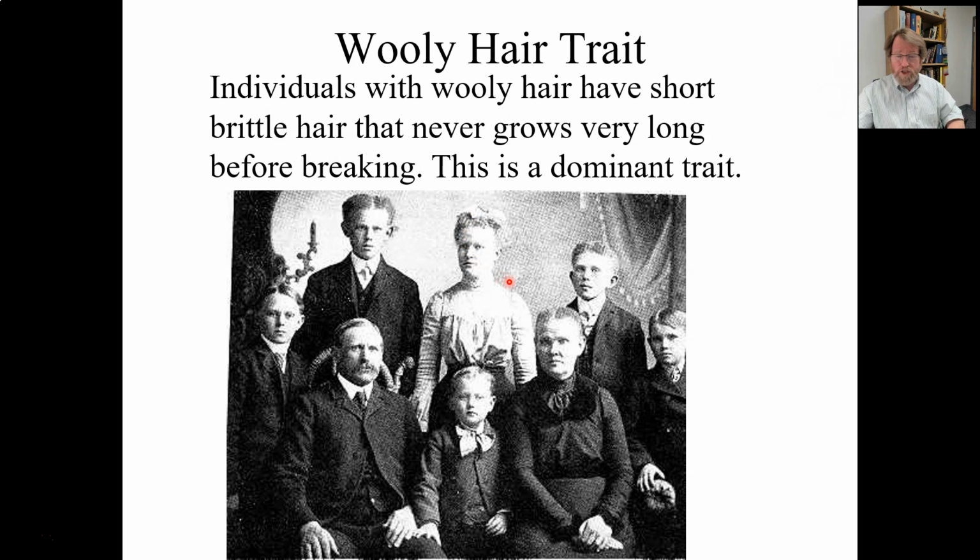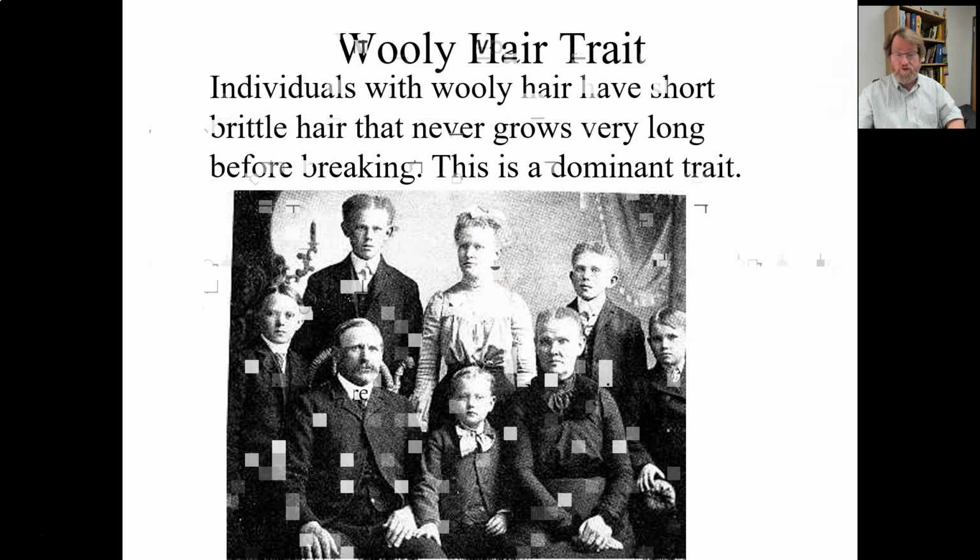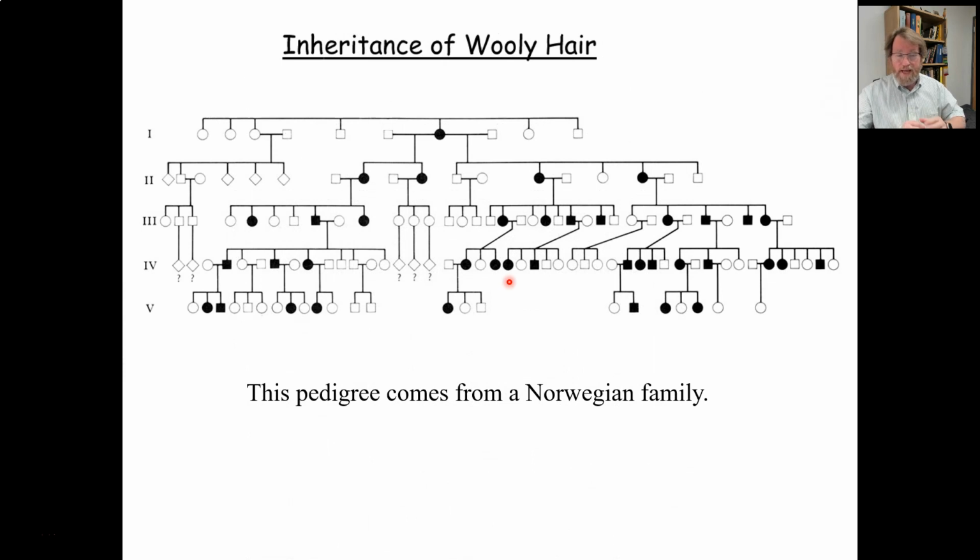And here's the pedigree of a large Norwegian family with this trait. You can see a number of things: 5 generations, lots and lots of people. You'll notice the diagonal lines. That's just a way of shifting people over, because sometimes you have to, to fit everyone properly.